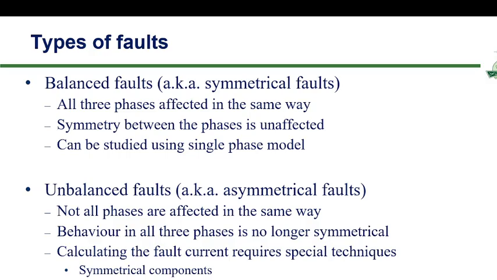On the other hand, unbalanced faults are much more common and occur when one or two phases are affected differently from the others, breaking the symmetry of the system. And we can say some examples include single line to ground, line to line, and double line to ground faults. Due to this asymmetry, analyzing such faults is more complex and requires specialized methods, mostly the use of symmetrical components, which decompose the system into balanced sets to simplify the calculation of the fault currents.